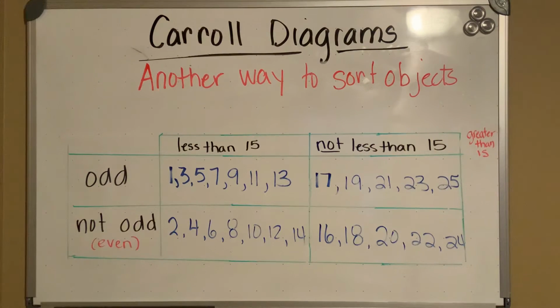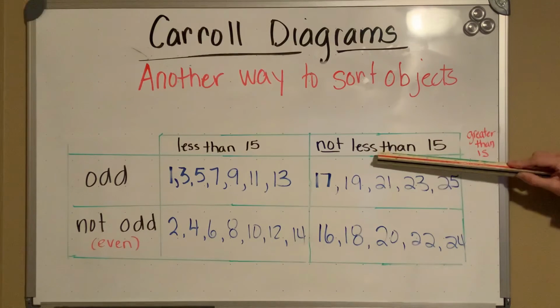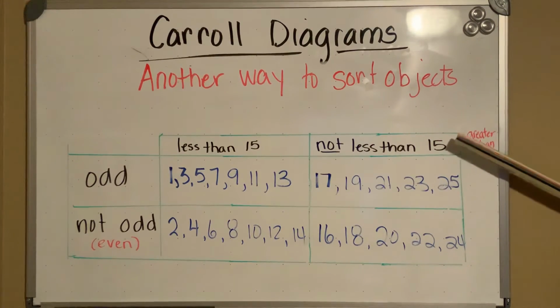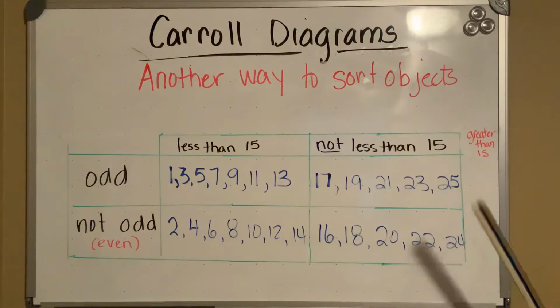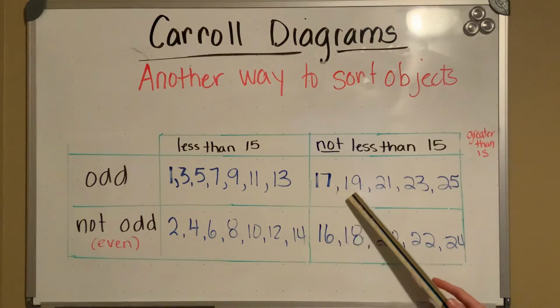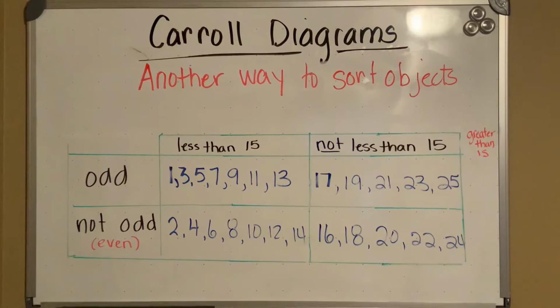Now on this side of the chart, it says they're not less than 15. Well, then right away you have to think, if they're not less than 15, it has to be numbers that are greater than 15. And they have to be odd numbers. So after 15, the next odd number is 17, 19, 21, 23, 25, and you can go on and count up with more odd numbers, but you could stop after 4 or 5 of them.